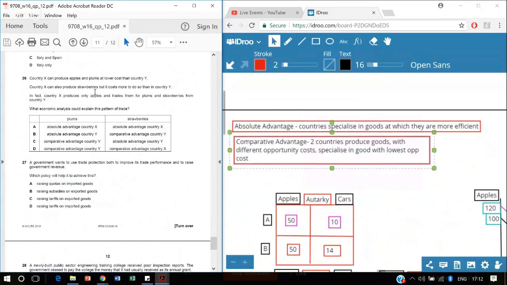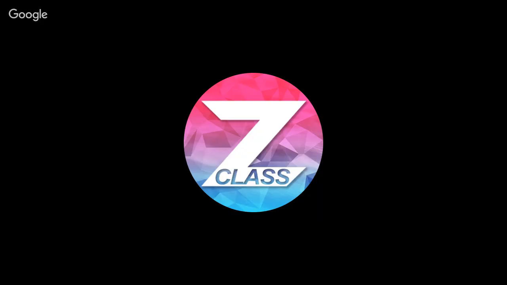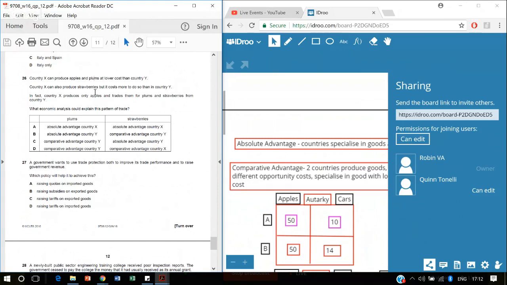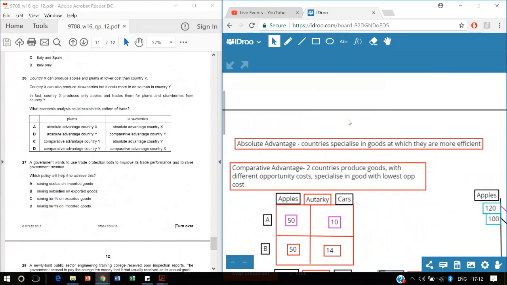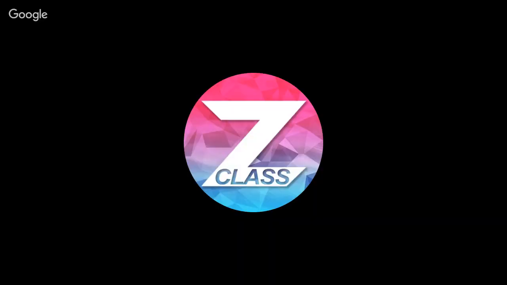Oh, connection lost. Can you still hear me? Okay. Yeah. So sure, country X can produce apples and plums cheaper than country Y. But there's a possibility that, because country X can make apples so cheaply, there's a chance for comparative advantage actually being better for country Y to produce them, because it has a much lower opportunity cost of making them. Yep. Makes sense now. Thank you.